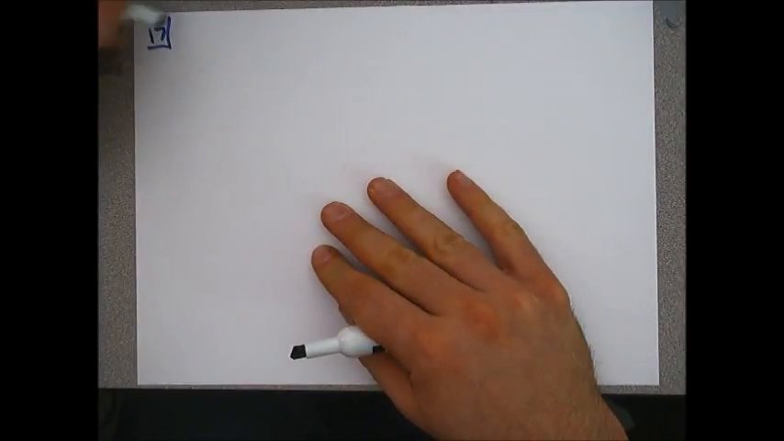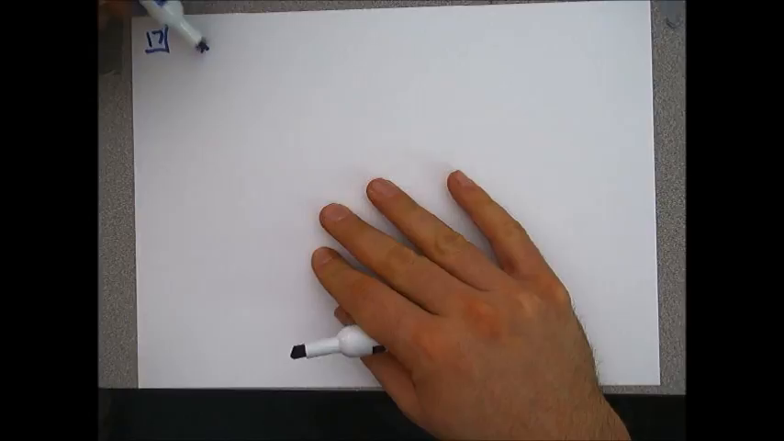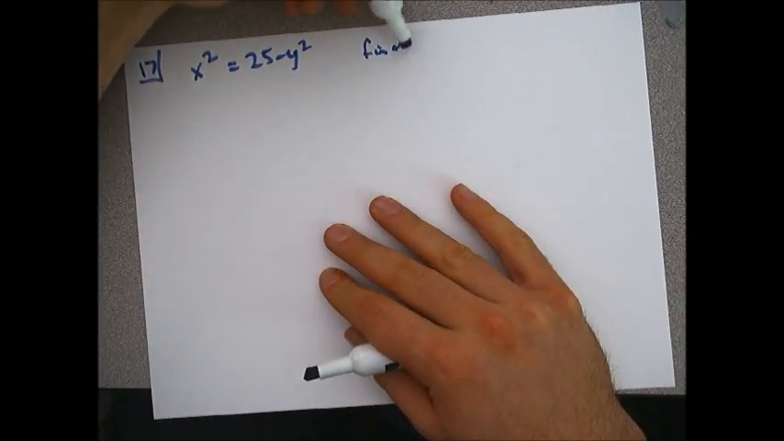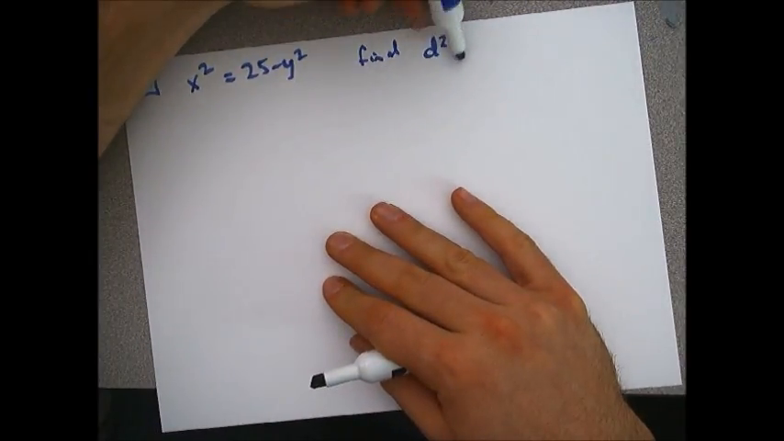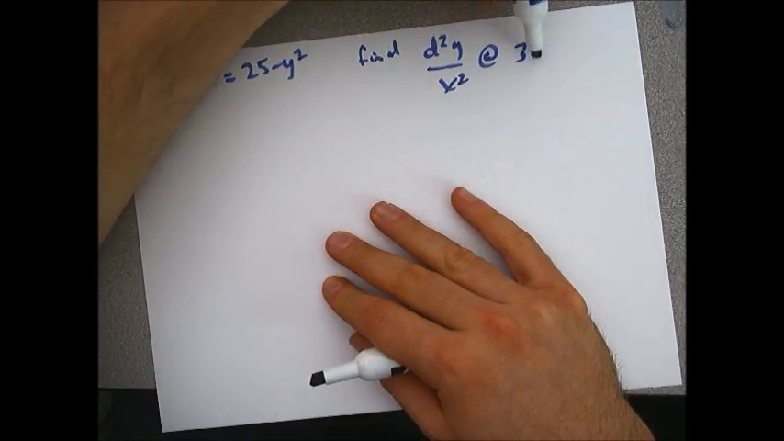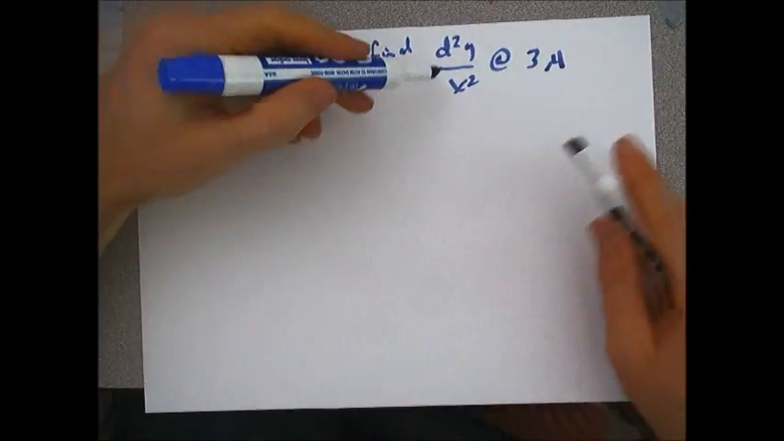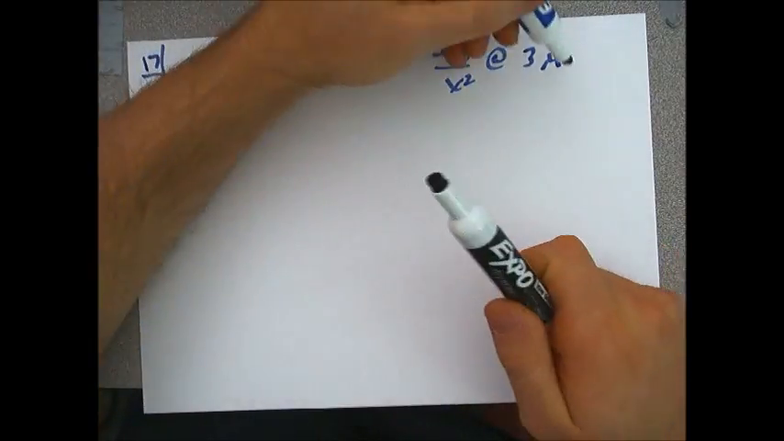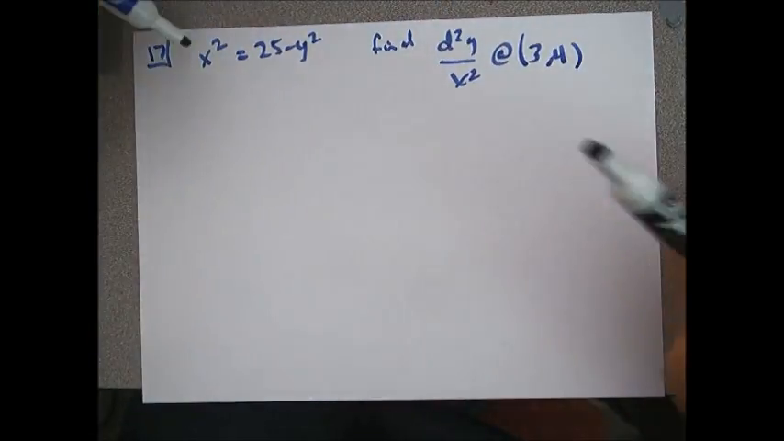Number 17. If x squared equals 25 minus y squared, asks us to find, what does that say? What does that mean? d squared y over dx squared. What does it ask you to find? This is the second derivative. Find the second derivative at 3 comma 4. So you could just start doing this.